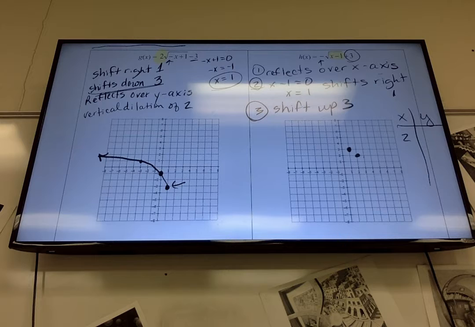So the next one I would plug in would probably be 5, because 5 minus 1 is 4. Square root of 4 is 2. Put a negative in front of it. Negative 2 plus 3 is 1. I'm trying to see it. There we go. And it basically has that basic shape.